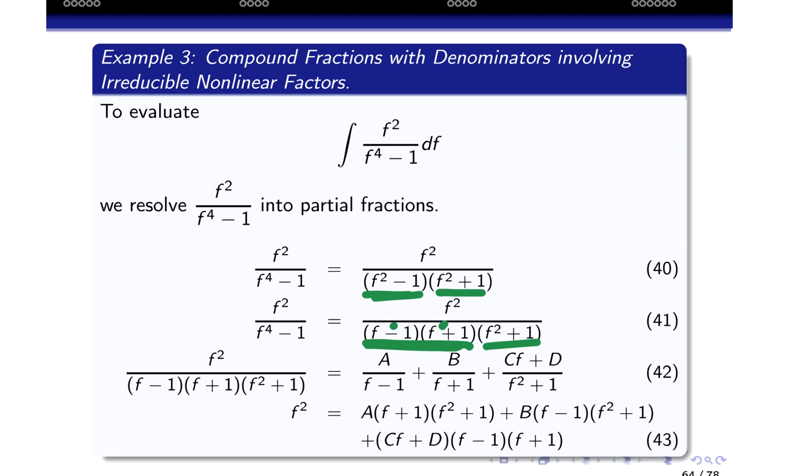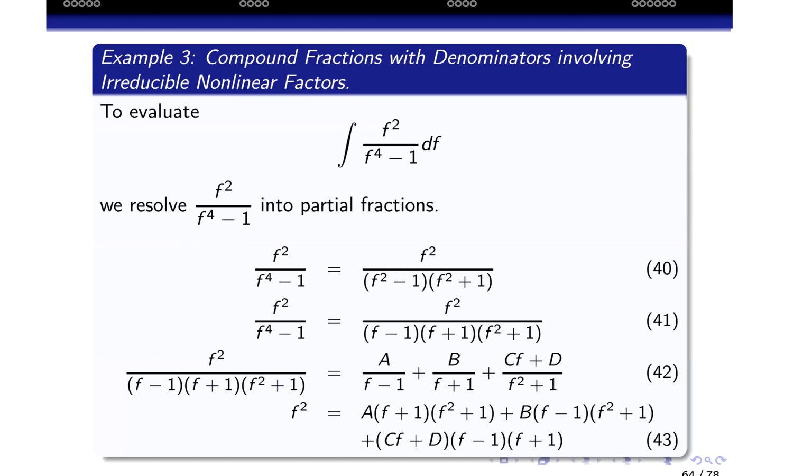Now, see how we treat them. We already know how to treat linear factors: just put a constant over them. But for non-linear factors, whatever the power is, whatever you put on top starts from a power of the variable that is 1 less than the power. What that means is this: here you now have f squared over f minus 1 into f plus 1 into f squared plus 1, like you have here.